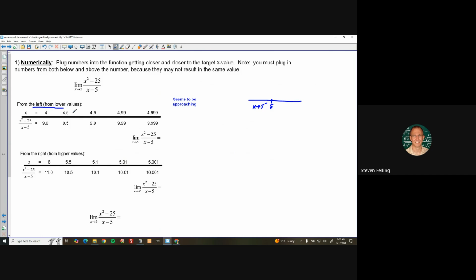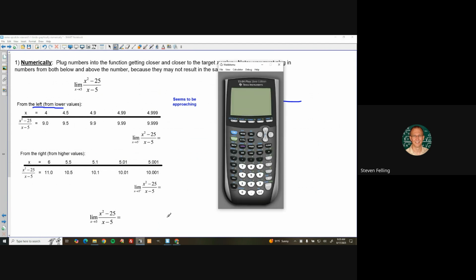Now, this is easiest to do if you have a calculator, because if you have a calculator, then you can enter the function as if you're going to graph it. Now, in this case, this function that we're plugging into is x squared minus 25 over x minus 5. So I could enter that into a function as if I was going to graph it. x squared minus 25, divided by x minus 5.